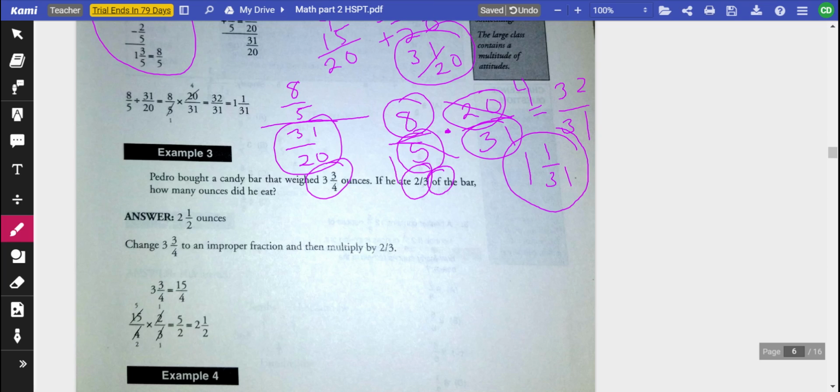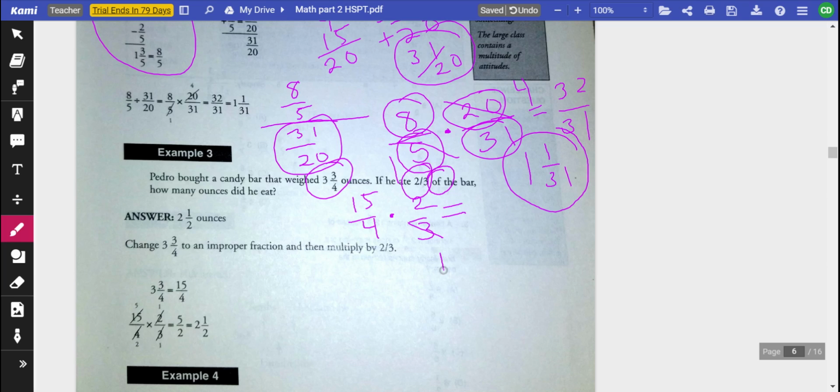The easiest way to do that is to change our 3 3/4 into an improper fraction. So 4 times 3 is 12, plus 3 is 15 over 4. And then I'm going to multiply it by 2 over 3. And then I could multiply straight across, which would be totally fine. However, if I do some cross factoring right now, it will save me some time later. So I'm going to see, is there a cross factor between 15 and 3? Do they have a GCF? Yes, they do. It's 3.